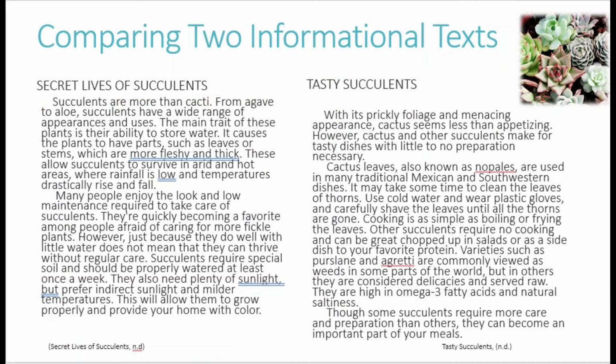Secret lives of succulents. Succulents are more than cacti. From agave to aloe, succulents have a wide range in appearances and uses. The main trait of these plants is their ability to store water. It causes the plants to have parts, such as leaves or stems, which are more fleshy and thick. These allow succulents to survive in arid and hot areas, where rainfall is low and temperatures drastically rise and fall.